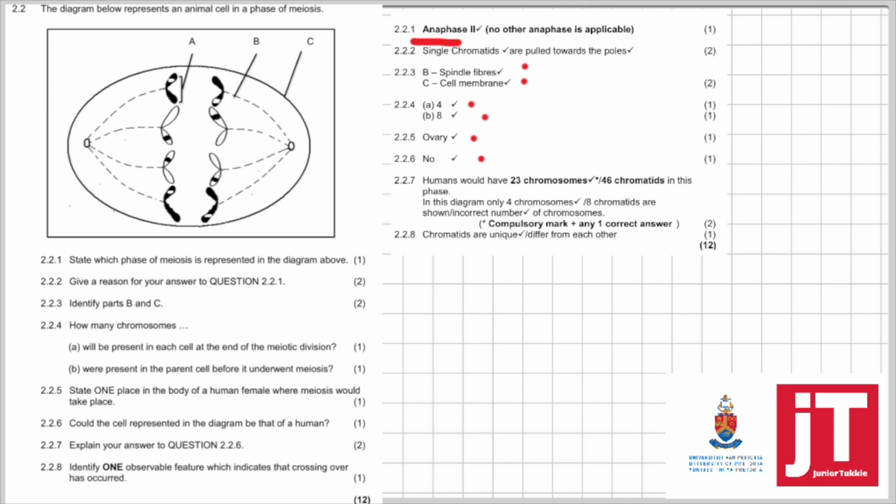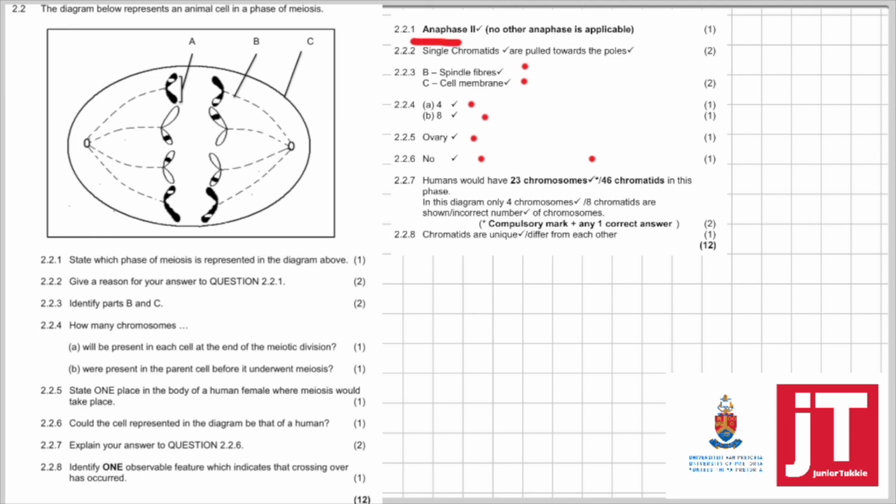226. Could the cell represented in the diagram be that of a human? No. Then they're going to ask you why. Explain your answer. Because humans would have had 23 chromosomes at this stage here. Okay, or 46 chromatids. But this diagram only has 4 chromosomes of 8 chromatids, so it's not a human cell.